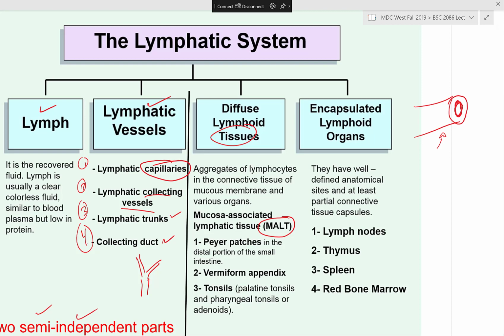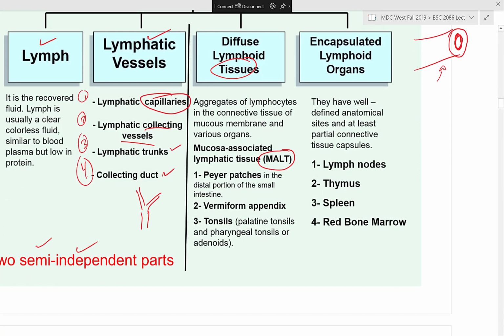So mucosa-associated tissue, you have the Peyer's patches, the vermiform appendix, and your tonsils. Okay? You guys know your tonsils, right? What tonsils do you have? Come on, guys. What tonsils do you have? Pharyngeal tonsils, right? You have pharyngeal tonsils, you have lingual tonsils, right? The different type of tonsils. We're going to talk about those.